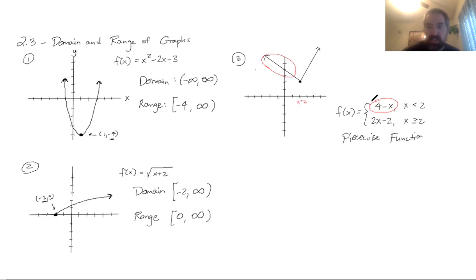So the graph is defined as 4 minus x to the left of x equal 2. And then 2x minus 2 would be defined for x greater than or equal to 2, which would be this piece right here. That would be the graph for 2x minus 2 when x is greater than or equal to 2.